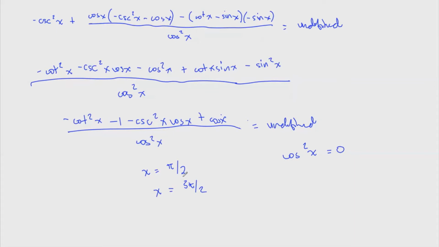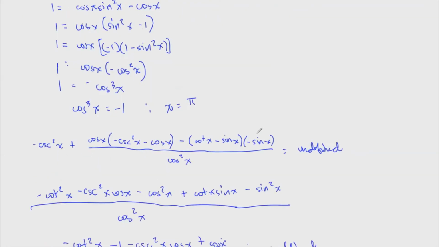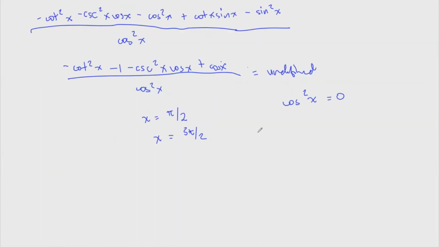So I think there are no other options that we can make this undefined, since for cotangent the denominator is still cosine. Okay, so in that way our critical points are pi over 2 and 3 pi over 2. So we have the critical points. So yun lang yung nakuha natin.